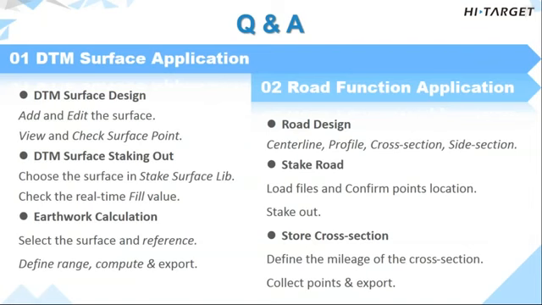And maybe we do the conclusion again. That's all about the DTM and road functions in Hathaway Road. For DTM, it supports the design, staking out, and earthwork calculation. And for the road, it supports the design, staking out, and store cross-section. In the future, we will support more and more formats to import and export, just like XML or KML for the DTM and road functions.